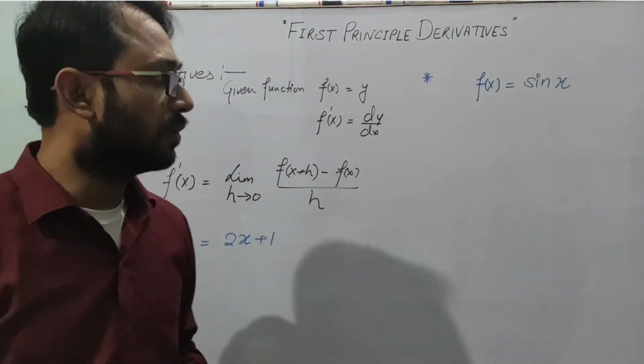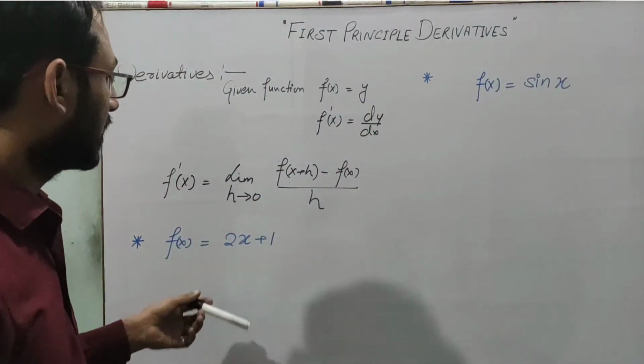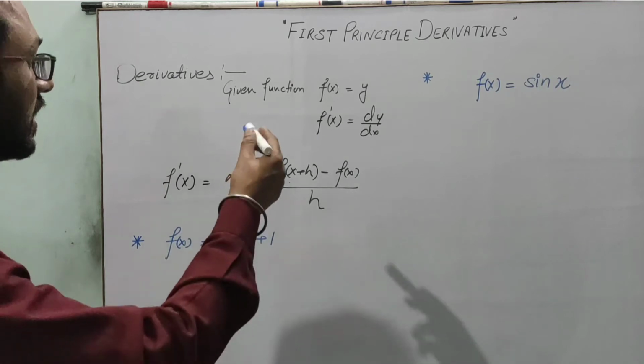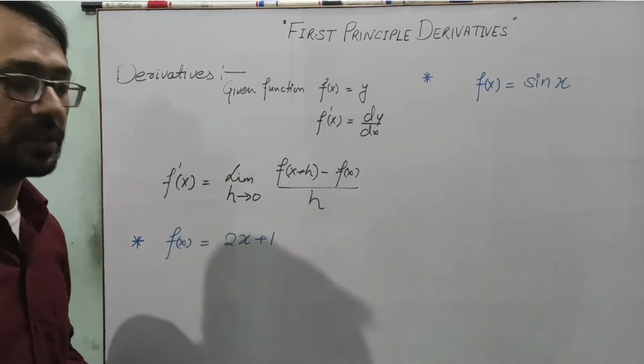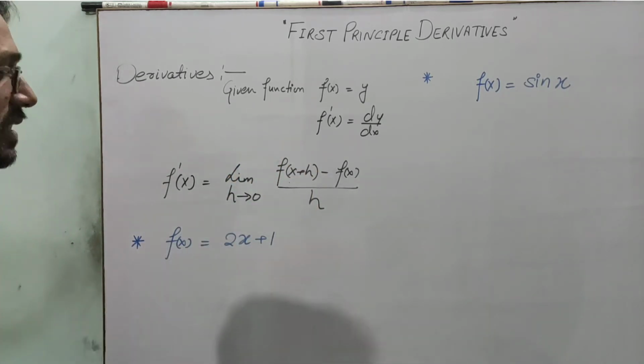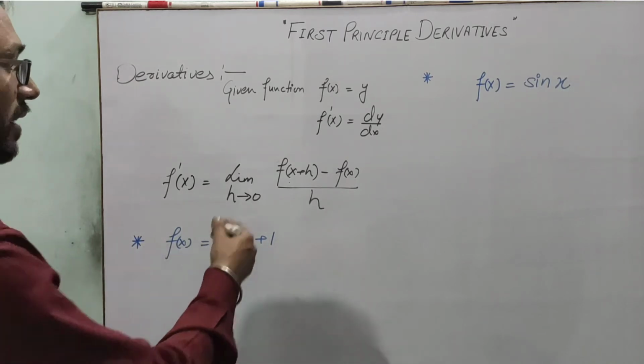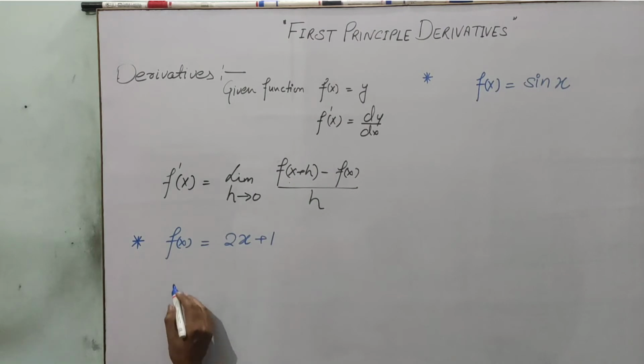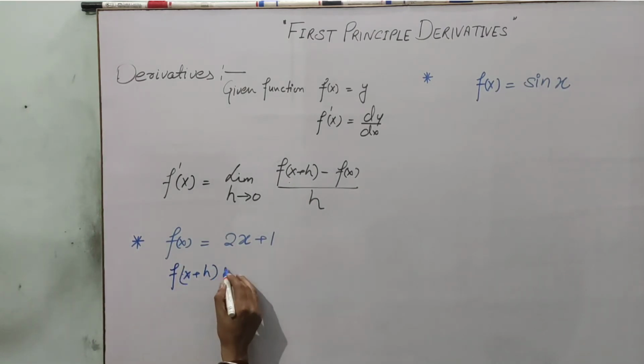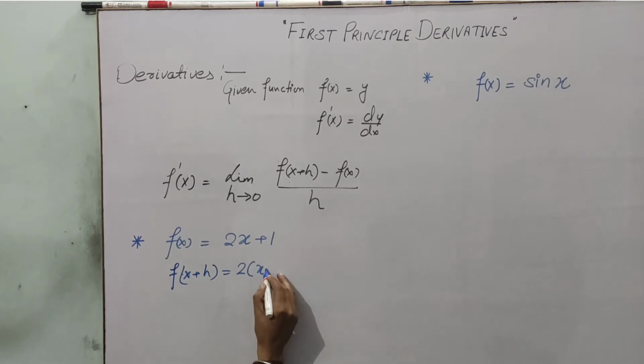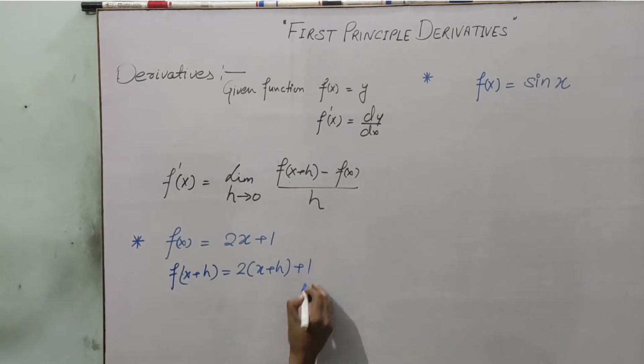Yes, beta, now we are going to do some more questions based on the same topic, first principle derivatives. Two more I have selected for this. One: given f(x) = 2x + 1. Again we need to find f(x + h). So the value of f(x + h) will be 2 times (x + h) plus 1.